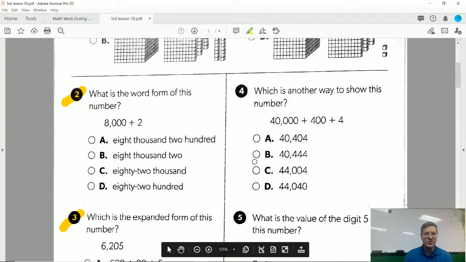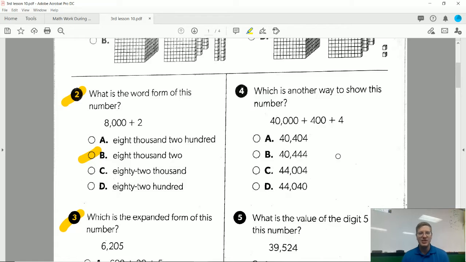Number 2, what is the word form of the number 8,002? So if we look, I just said 8,002, that would match up with letter B.